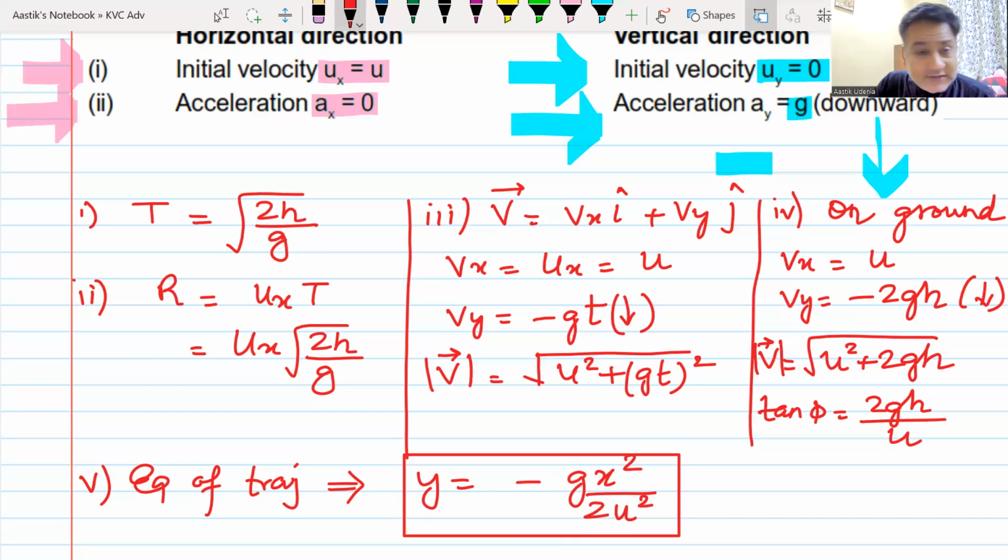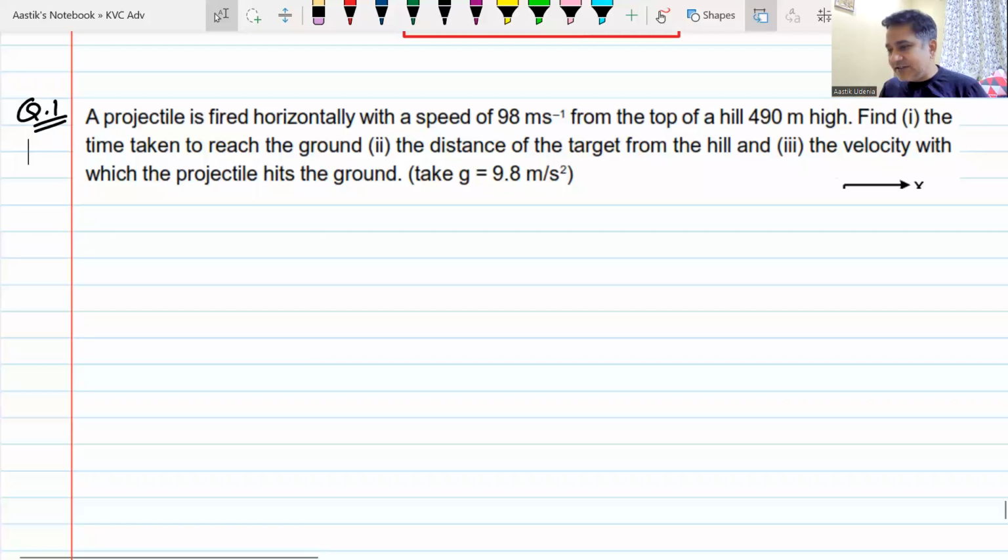Now, that takes us to one question, and that one question will solve most of our doubts. This is the question that we are looking at. Again, I think it is from your sheet. One question does the job. So this is one question on horizontal projectile. And let us see if we can get the answer. All the three things have been asked here.